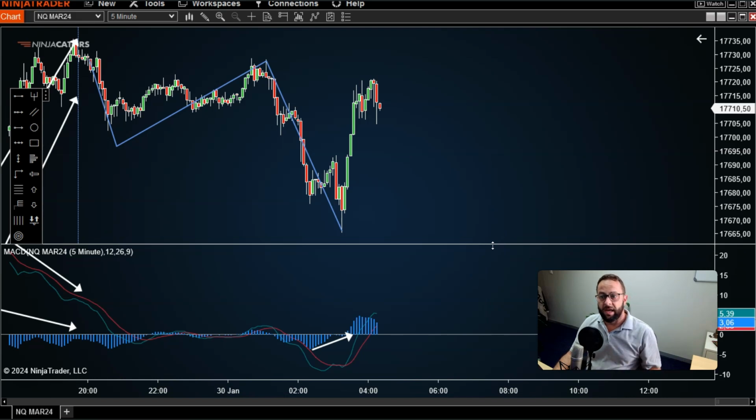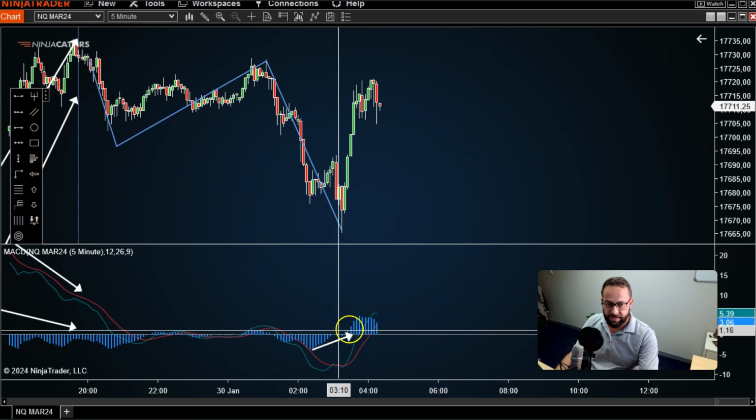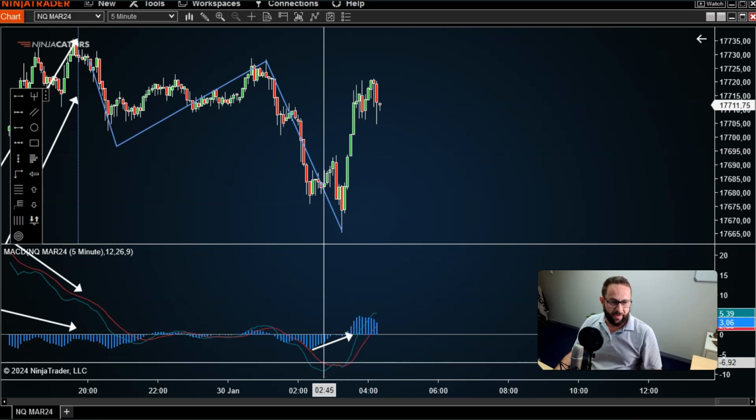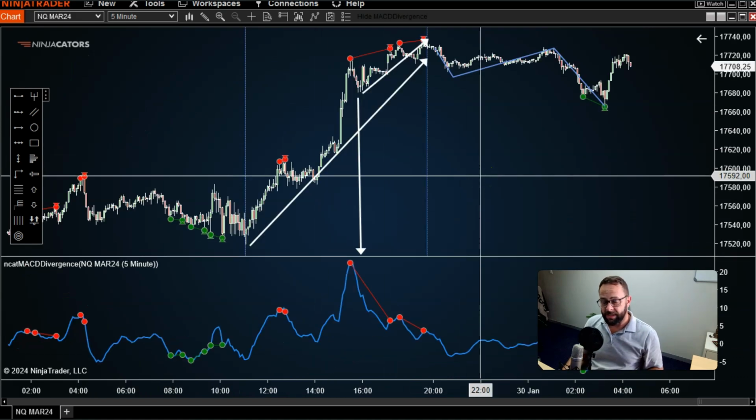Right, so that's typically how traders would look or use the MACD indicator to spot instances of divergence by either looking at the histogram bars or these moving averages. All right, so when that diverges from what price is doing, then that could mean that a reversal might be imminent. I personally like using the Ninjacators MACD divergence indicator, which automatically picks up these bullish and bearish divergence instances.